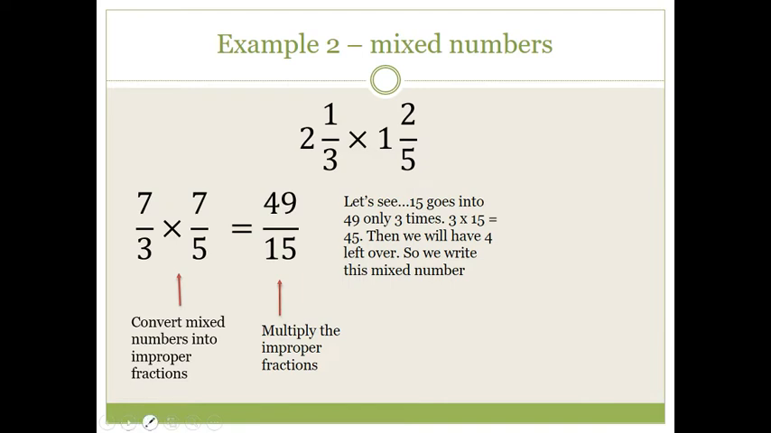So now we can write our mixed number as 3. 15 went into 49 3 whole times. We had a remainder of 4, and we leave the 15 the same on the denominator.